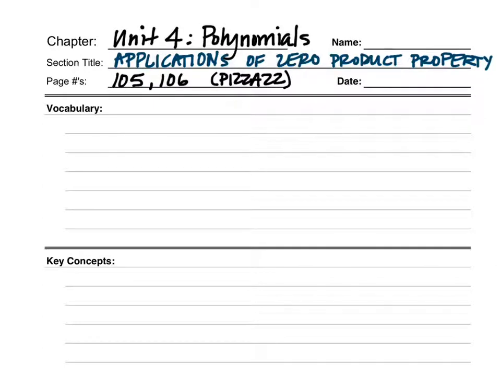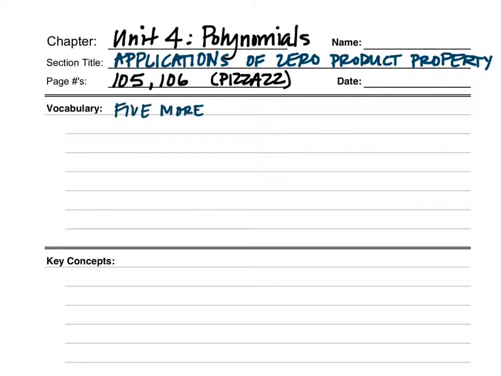Hello and welcome. So this is part of our Unit 4 polynomials. This is applications of the zero product property. So it's something that can be attached along with your 4.7 notes, or you can just keep this as a separate kind of informational piece. Pizzazz pages that go along with this are 105 and 106. Make sure you put your name and date on this.